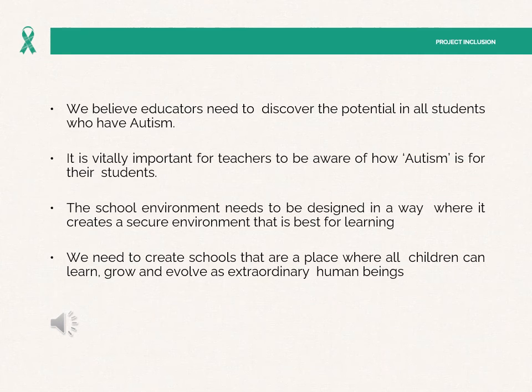Third, the school environment needs to be designed in a way where it creates a secure environment that is best for learning. The fourth point is we need to create schools that are a place where all children can learn, grow, and evolve as extraordinary human beings. This means that as teachers, if we consciously or unconsciously restrict our viewpoint towards these children, or if we restrict the resources around them, then they won't be able to grow ever in their life.